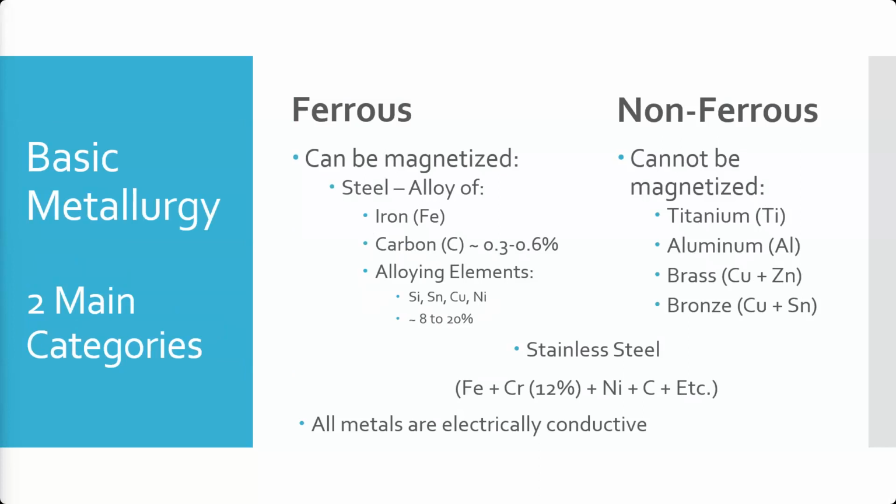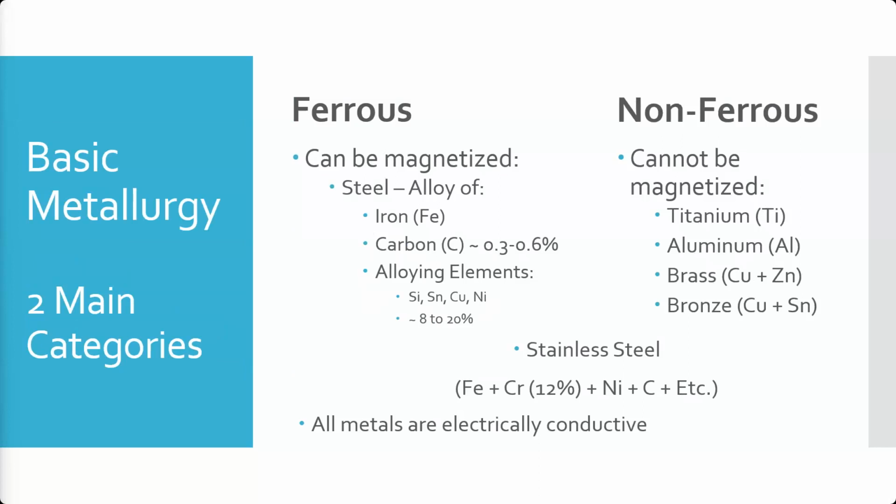So here, we're going to start with basic metallurgy, and we categorize metals into 2 main categories. I'm sure you've seen this before. I know we talked about it in Intro to Aviation with materials. But just a quick review, we have ferrous and non-ferrous. Ferrous are ones that contain iron, and they can be magnetized. Non-ferrous cannot be magnetized. They typically don't contain any iron, or if they're an alloy, they don't contain enough iron that they can be magnetized.